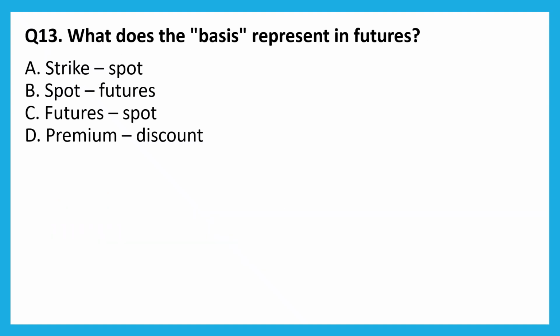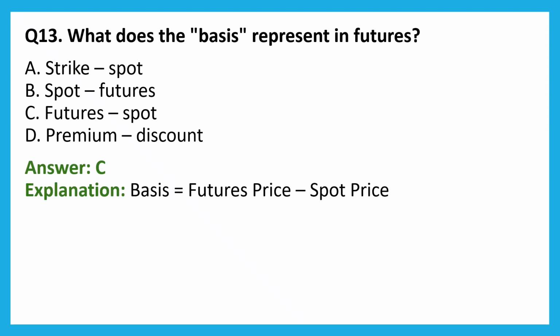Next question. What does the basis represent in futures? Option A strike minus spot, option B spot minus futures, option C futures minus spot and option D premium minus discount. Correct answer is option C. Basis equal to futures price minus spot price.